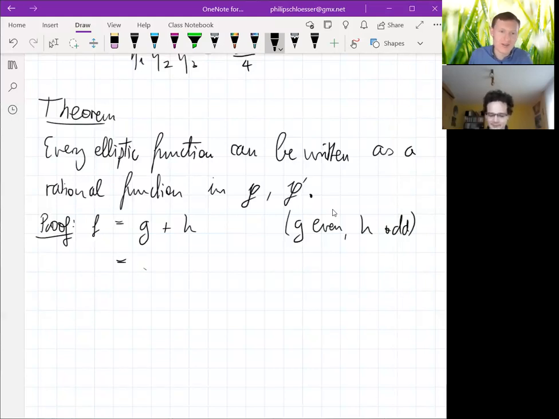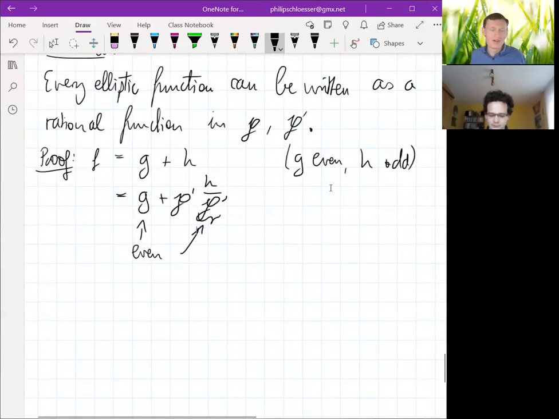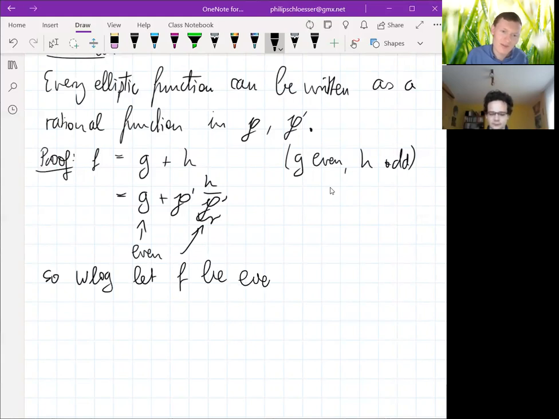But then we can actually write, well, g is even, and we can just multiply and divide by p prime, which, by the way, is an odd function. So we have even, and this thing over here is also even. So if we're able to express even functions, we are able to express every function. So without loss of generality, let f be even.